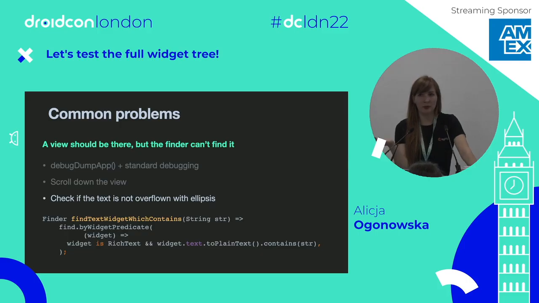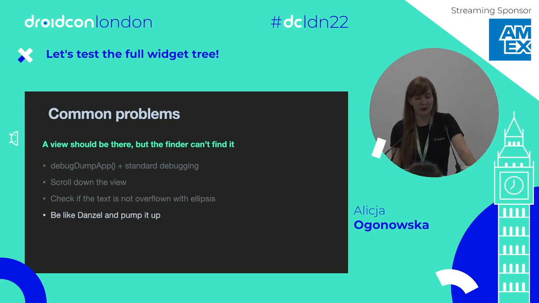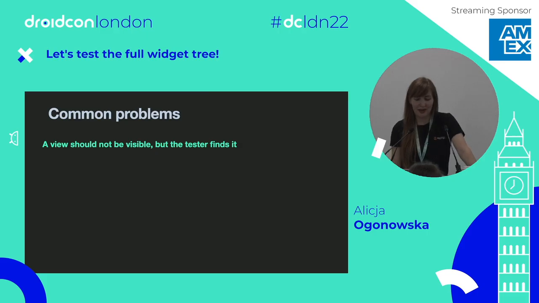And also, sometimes when you are looking for a text, make sure that maybe the text is there, but it's overflown with ellipses and it's not fully visible. So in such cases, it may be useful to check if a widget contains a text and not check for a specific text. And also sometimes you need to be like Denzel and pump it up, because maybe there is some asynchronous work going on and animation that you have to wait for, and you just have to be a bit patient.